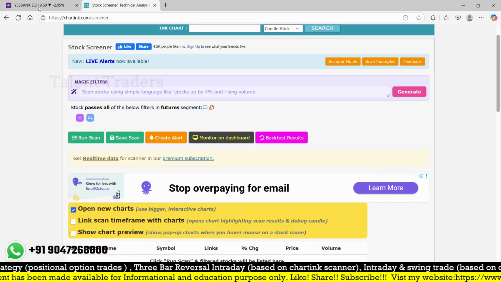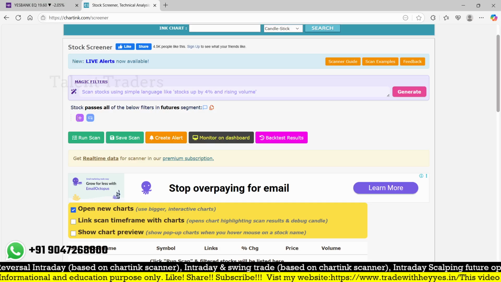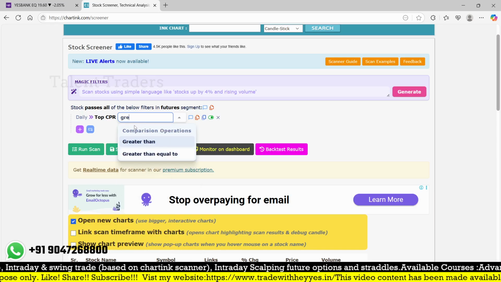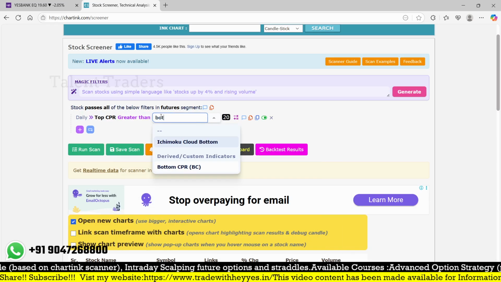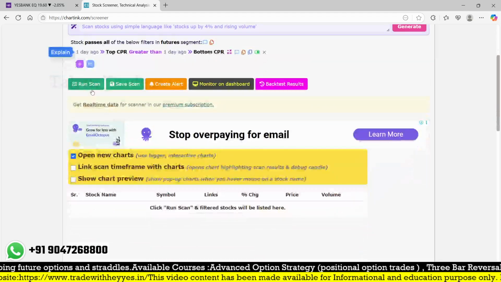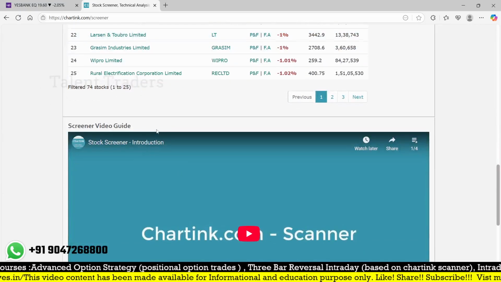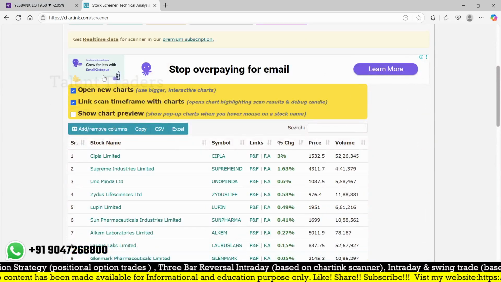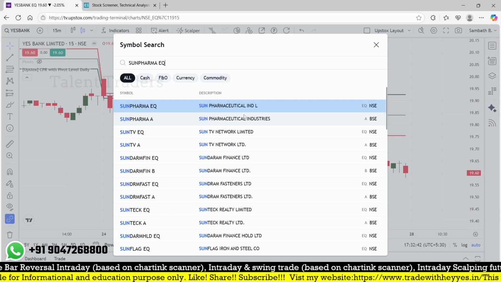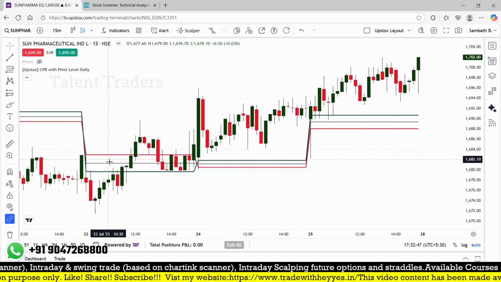So the first condition: normally the BC is lower than the TC, so we fix the condition that top CPR should always be greater than bottom CPR, on the 1 day timeframe. Using this condition, you will see about 74 stocks. Take Sun Pharma, just check it. Red is always at the bottom and green at the top. So this is the normal pattern.